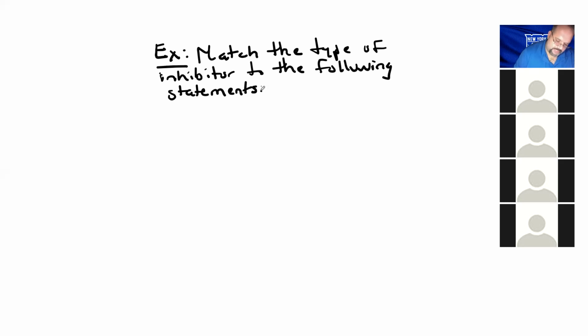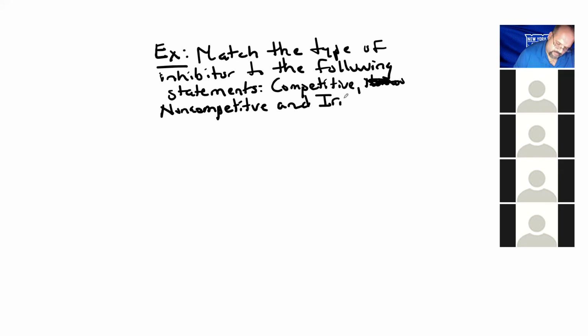And remember, the three types of inhibition are competitive, non-competitive, and irreversible. All right, as we go through the different statements, that will allow us to talk about the differences in terms of the types of inhibition.